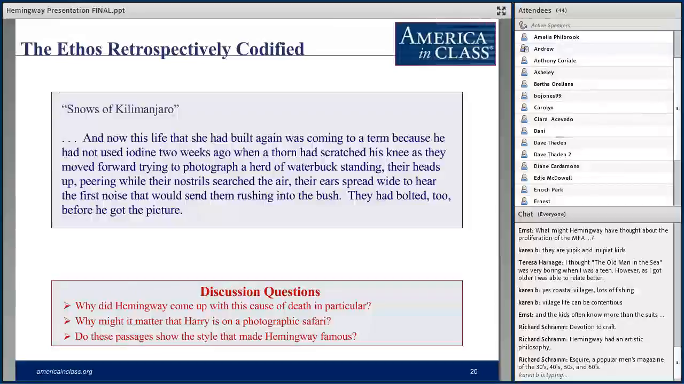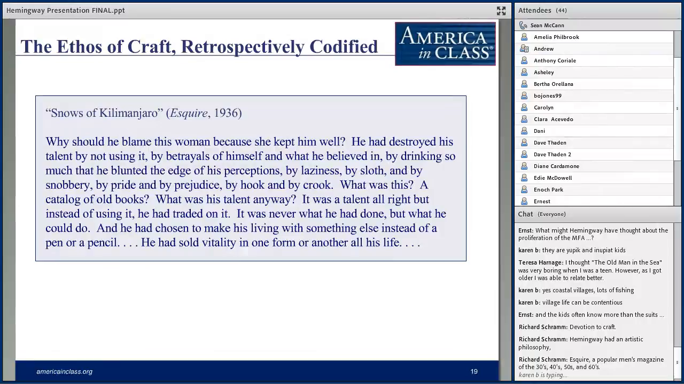One question, which I haven't put here, but you might ask, is: he had chosen to make his living with something else instead of a pen or a pencil. Any thoughts on what Hemingway is kind of nastily suggesting here? Okay, any thoughts on what Hemingway is suggesting when he says he has chosen to make his living with something else instead of a pen or a pencil? We have a number of people typing in. Let's see what we have here to say.